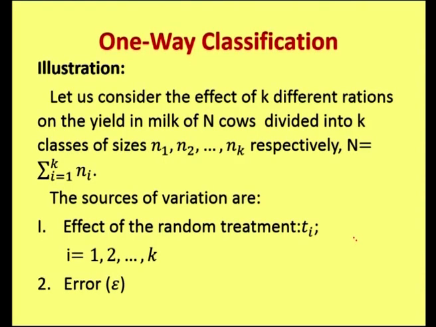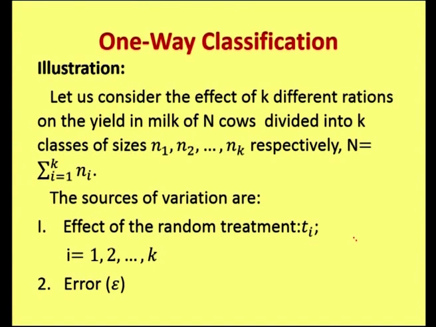Now, here we have an illustration for one-way classification. Let us consider the effect of k different rations or treatments on the yield in milk of say n cows, and let us divide these n cows into k classes of sizes n1, n2, nk respectively, and as we have defined earlier, this capital N is equal to the summation of ni, small ni, i ranges from 1 to k.